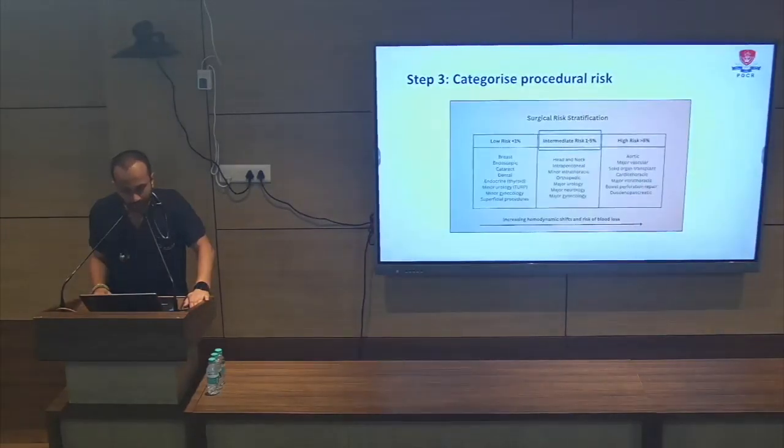Now, categorizing the surgical procedure risk, because they also have the tendency of increasing the hemodynamic shifts and the risk of blood loss. For example, low risk surgeries having the chance of less than 1%, like breast surgeries, endoscopic surgeries, and cataract or dental surgeries. Intermediate risk, which is our case, abdominoperitoneal resection, head and neck, intraperitoneal and minor intrathoracic surgeries, carry the risk of 1 to 5%, and high risk surgeries more than 5%, which include the major transplant surgeries and major vascular surgeries.